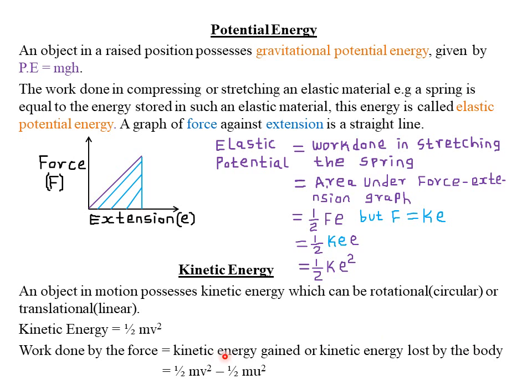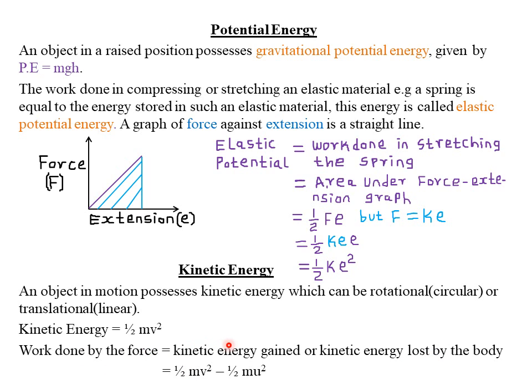Remember, if a body is accelerating, the motion of the body will be increasing with time, and therefore the final velocity will always be greater than the initial velocity. So if a body is accelerating, then there will be a gain in kinetic energy. But if a body is retarding, or moving with a decreasing velocity or decreasing speed, then such a body is said to be losing kinetic energy. Therefore, in such a case, work done will be given by the loss in kinetic energy, or kinetic energy lost by the body.